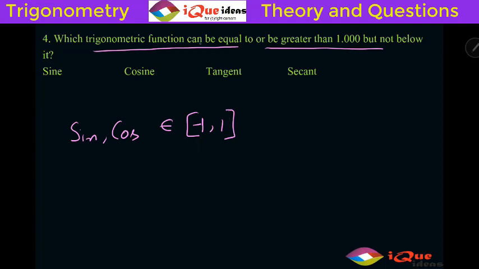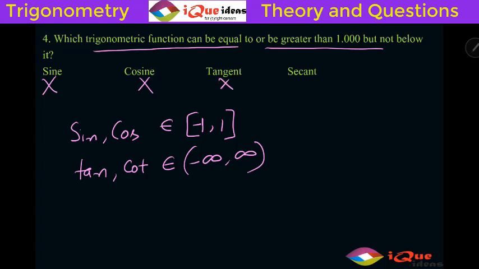So in this case, which trigonometric function can be equal to or greater than 1 but not below, right? So sine is wrong, cos is wrong, because they have to be below 1. Okay. Now if you remember tan values, tan and cot, both these values belong to the set from -infinity to +infinity. So that means my tan and cot values will be below 1 as well as above 1. So that also is wrong. So clearly secant is left. So that is the answer of the question.